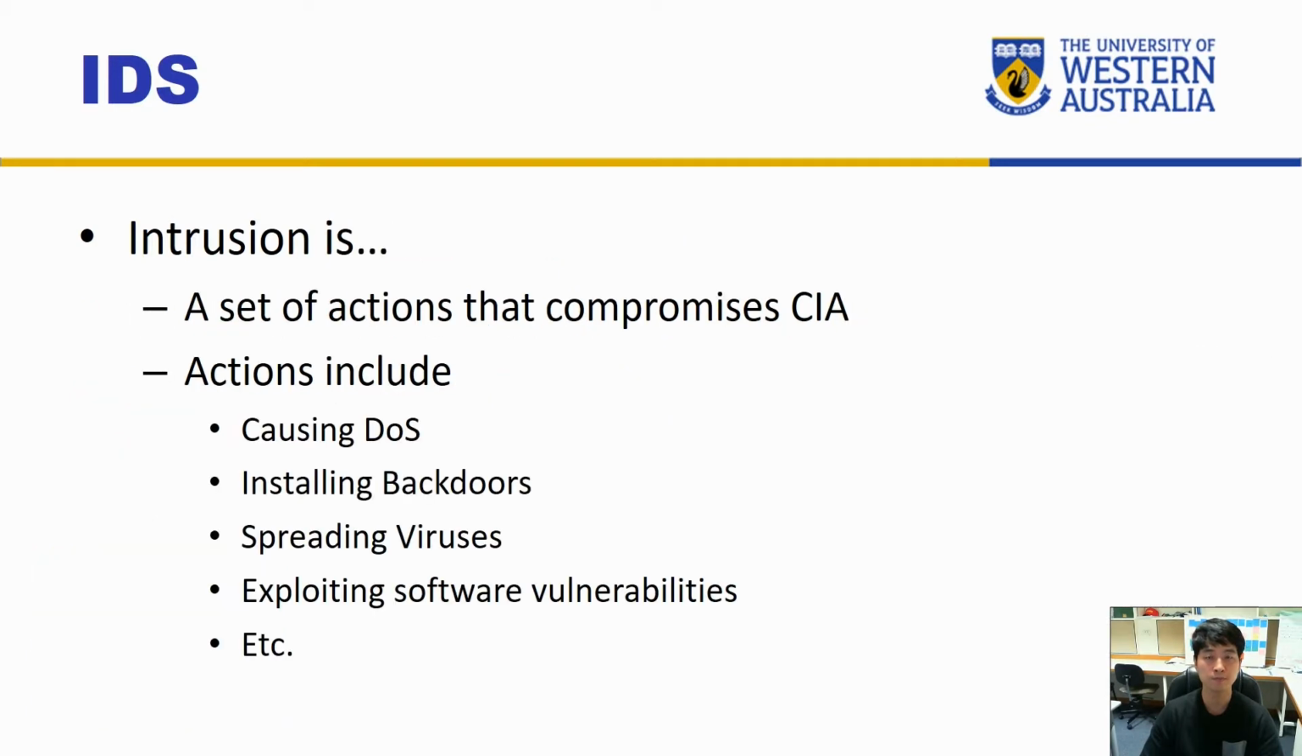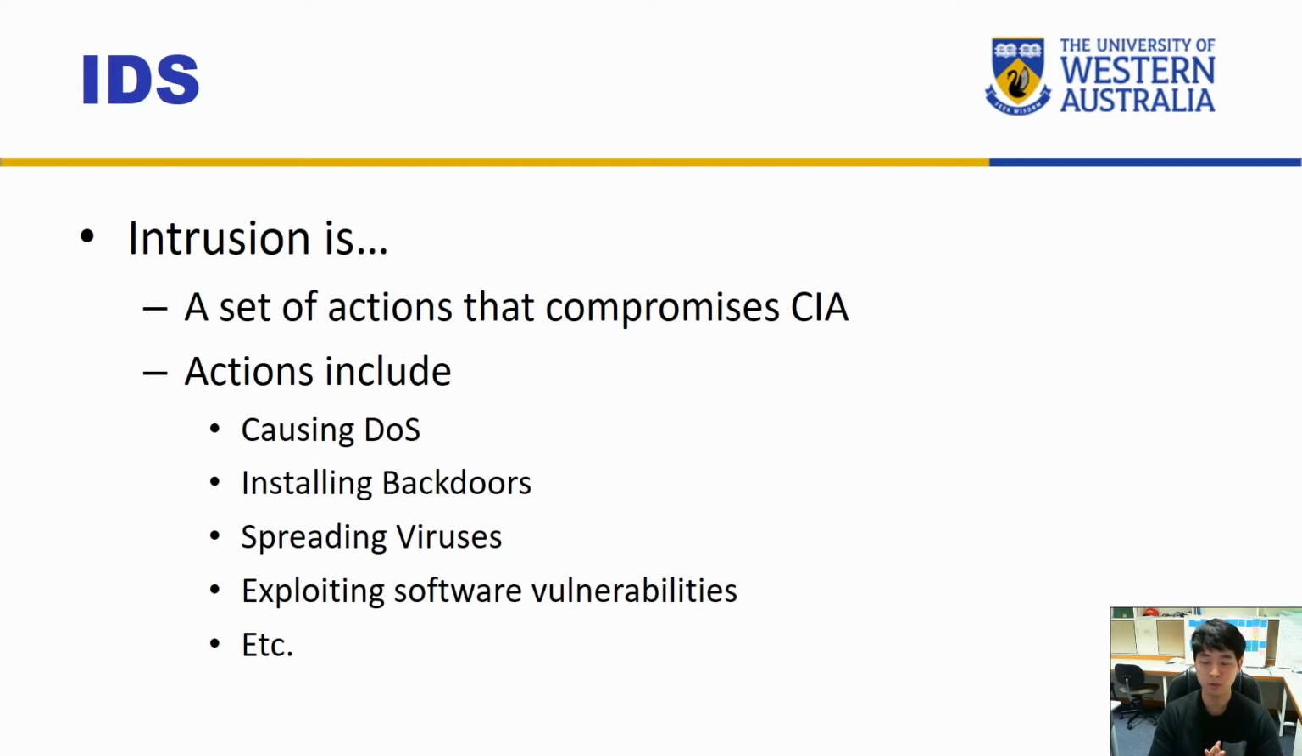Okay, so when we talk about intrusion detection systems, we need to first understand what intrusions are. An intrusion is a set of actions that compromises CIA. Those actions can include things like denial of service, installing backdoors, spreading viruses, exploiting software vulnerabilities, etc. So any attack you can think of that impacts the CIA will fall into an intrusion.